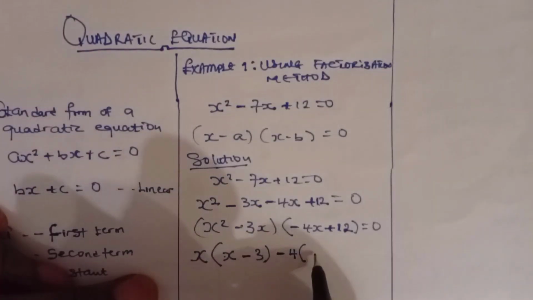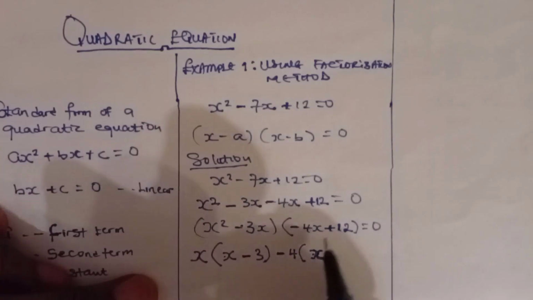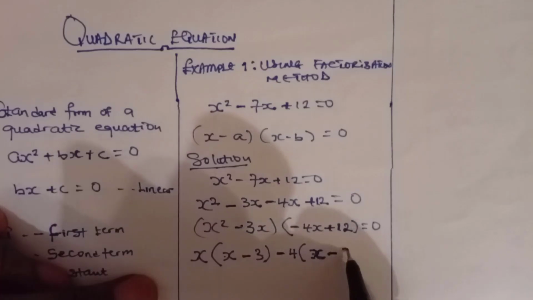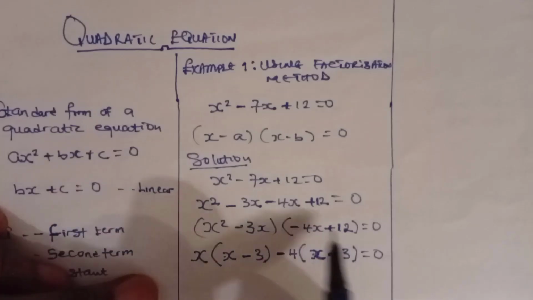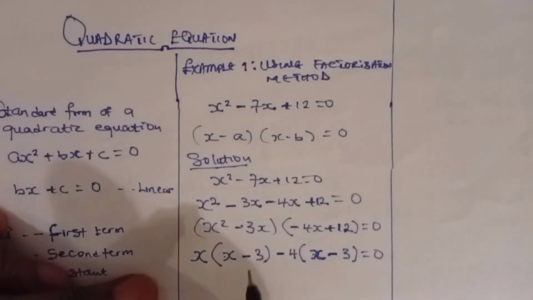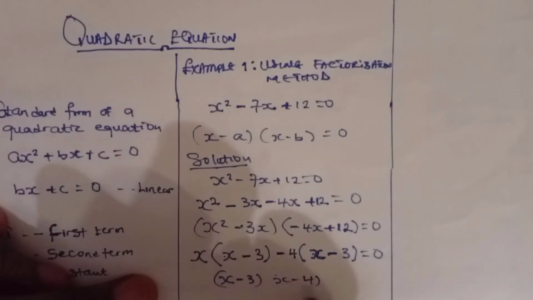And what are we going to multiply to give us -4x? It is still x. And then what are we going to multiply to give us +12? It is now -3, all equal to 0. So this will give us back this. At the end of the day, you find out that we have x minus 3 and x minus 3. So you can pick one, x minus 3, and then you pick the other term, which is x minus 4.